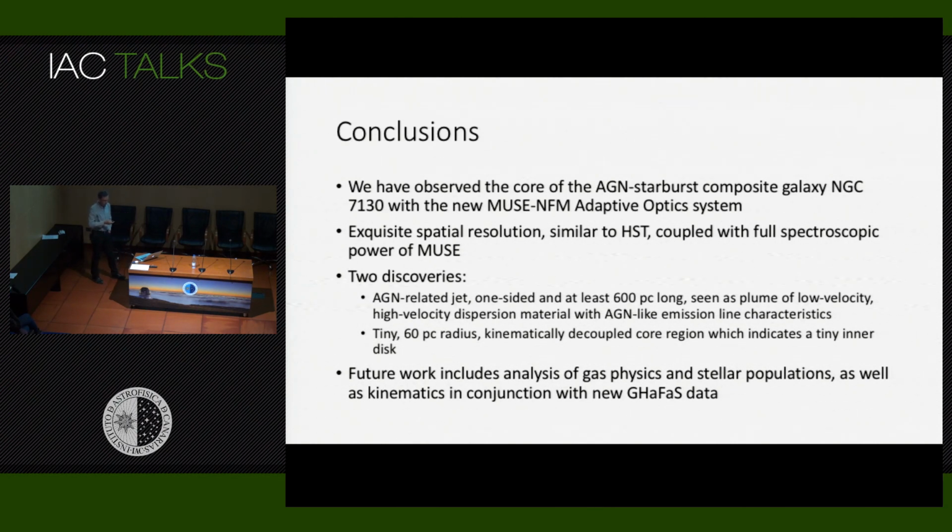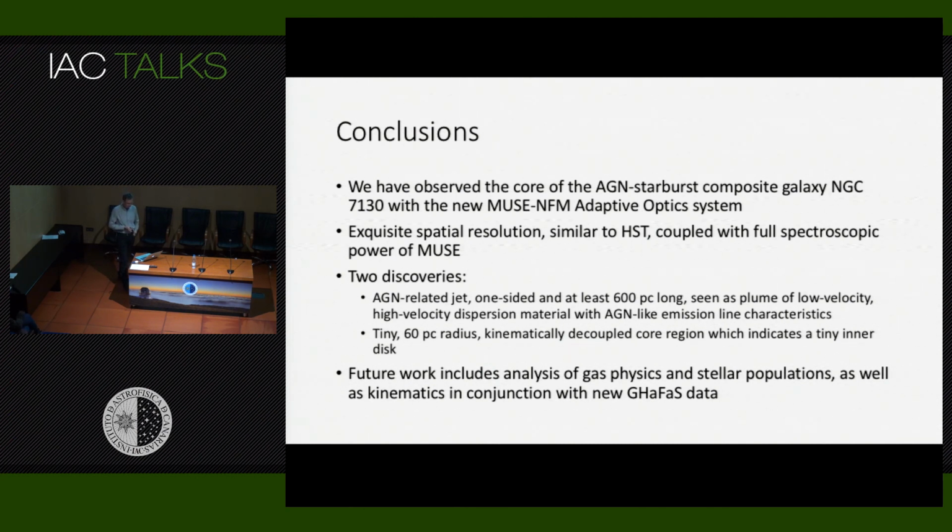So, on to the conclusions. We've observed the core of this AGN-starburst composite galaxy, NGC 7130, with the new MUSE narrow field mode adaptive optics system. We reach exquisite spatial resolution, similar to HST, about 0.15 arcsecond in the optical, coupled, of course, with the full spectroscopic power of MUSE.